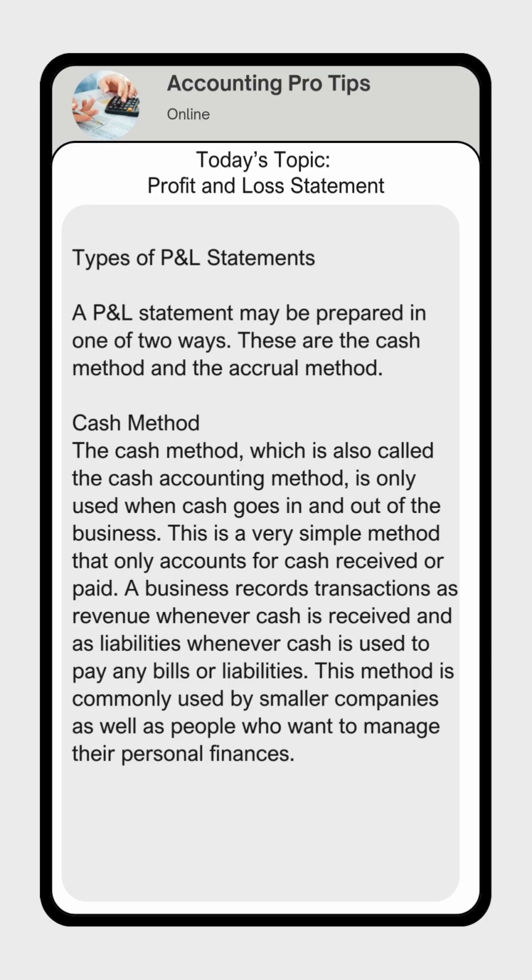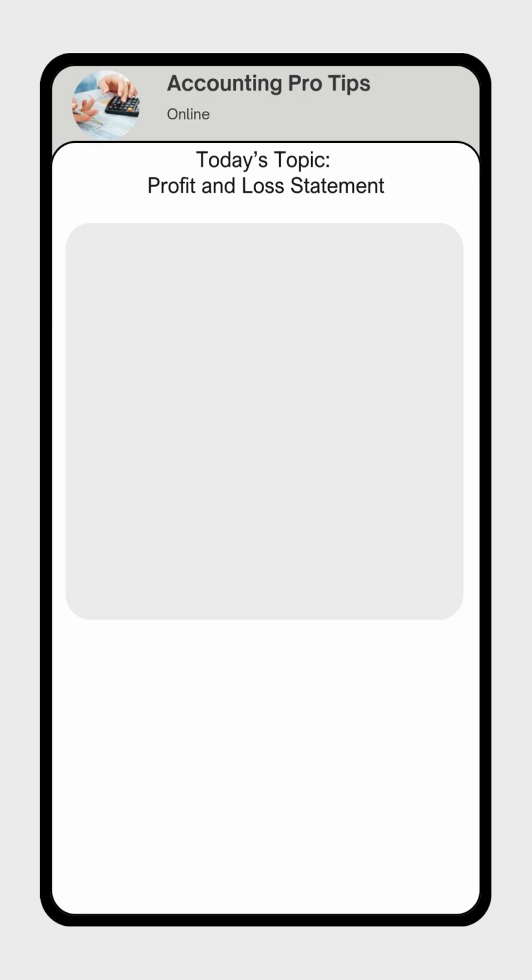A P&L statement may be prepared in one of two ways. These are the cash method and the accrual method. 1. Cash method. The cash method, which is also called the cash accounting method, is only used when cash goes in and out of the business. This is a very simple method that only accounts for cash received or paid. A business records transactions as revenue whenever cash is received and as liabilities whenever cash is used to pay any bills or liabilities. This method is commonly used by smaller companies as well as people who want to manage their personal finances. 2. Accrual method.